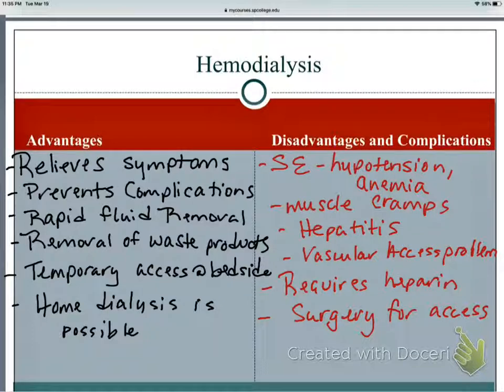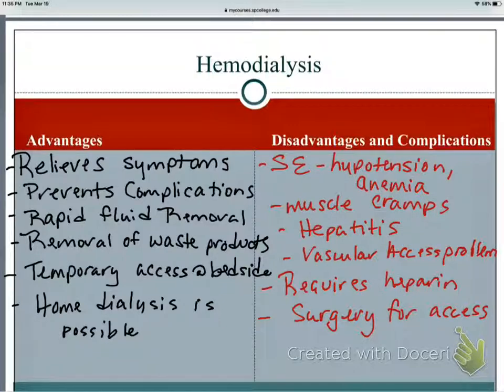Yes, for hemo, it does require a lot of heparin. Otherwise, it can clot up in the machine. So they use a lot of heparin in the machine, to make the blood keep going through. And just the fluid moving will prevent the blood from coagulating, but they do use a lot of heparin during hemo. Good questions.